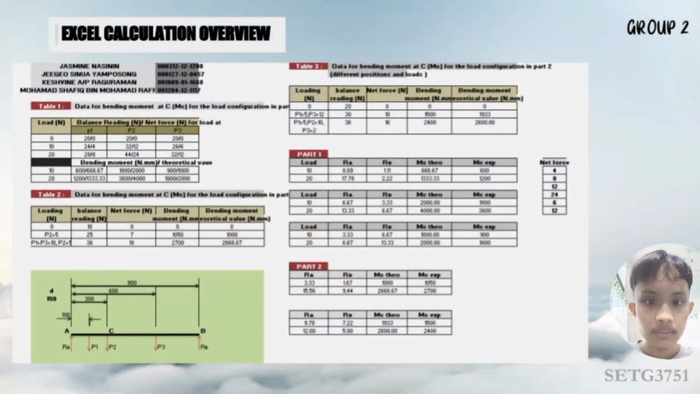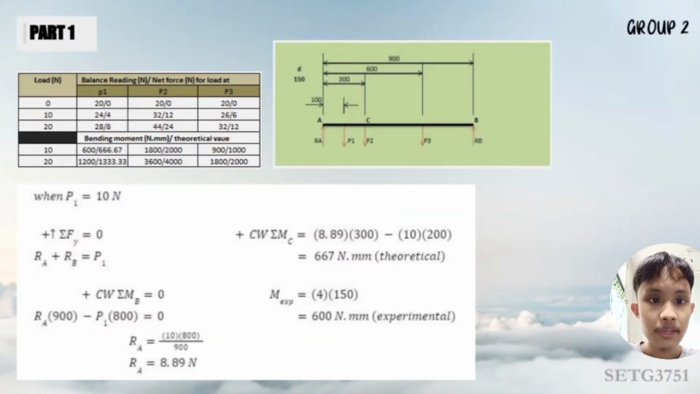Thank you. So I will proceed with the calculation part. This is basically the overview of the Excel calculations. For part 1, when P1 equals 10 Newton, the summation of Fy equals 0, we obtain Ra plus Rb equals P1. Summation of moment at point B equals 0, we obtain Ra times 900 minus P1 times 800 equals 0. Then we obtain 8.89 Newton for the value of Ra.